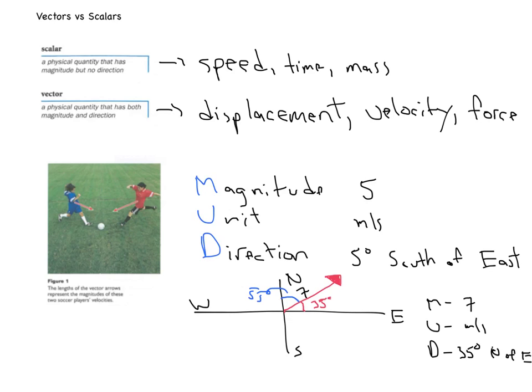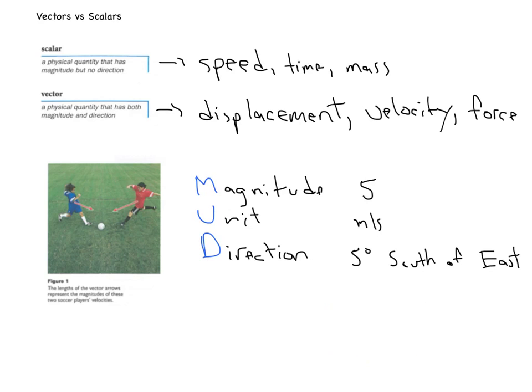What you could say is it's a 7 meter per second vector at a direction of 55 degrees. Now here's the north, and the vector is east of that. It's towards the east line by 55 degrees. So you could also say this direction down here as 55 degrees east of north. Okay? So that's how we deal with direction in physics when we're dealing with vectors.